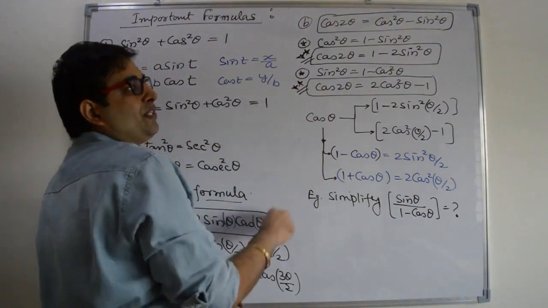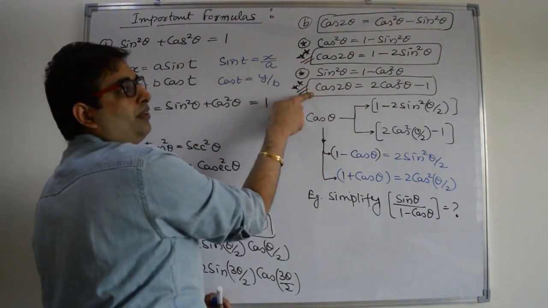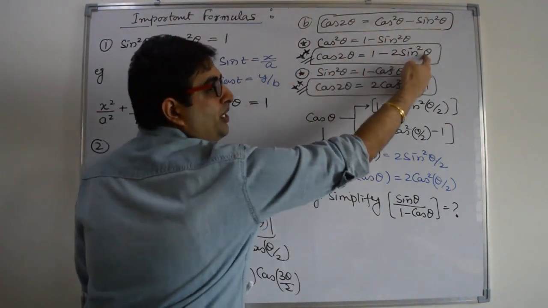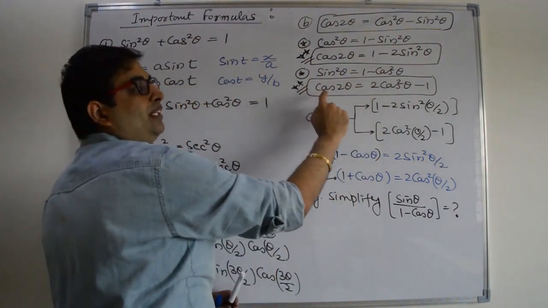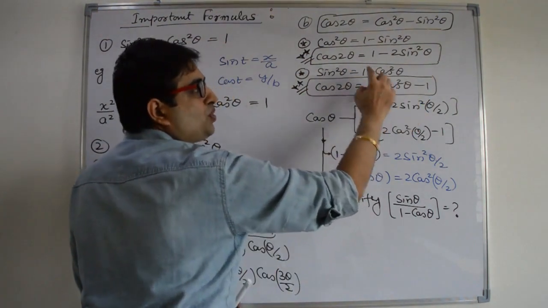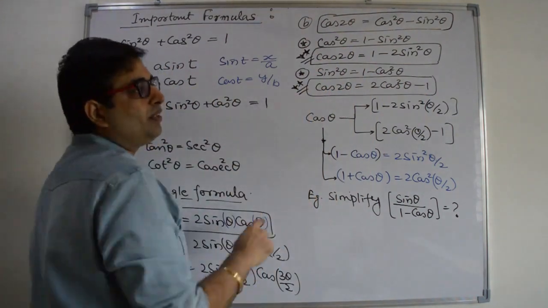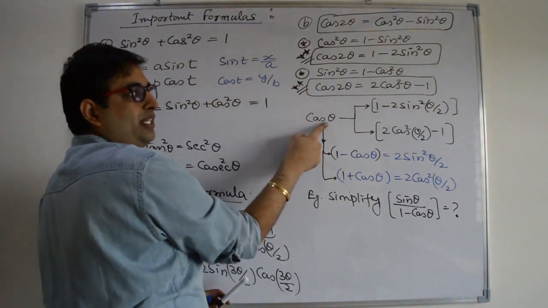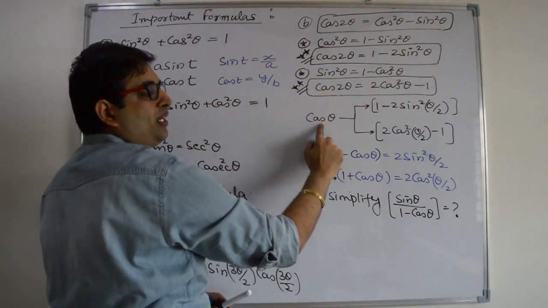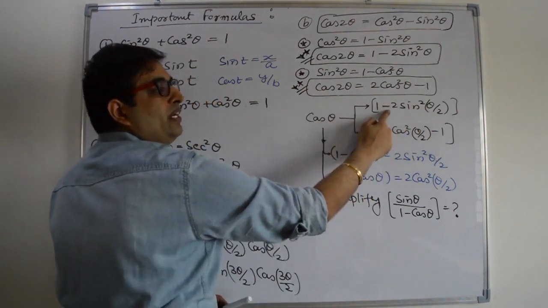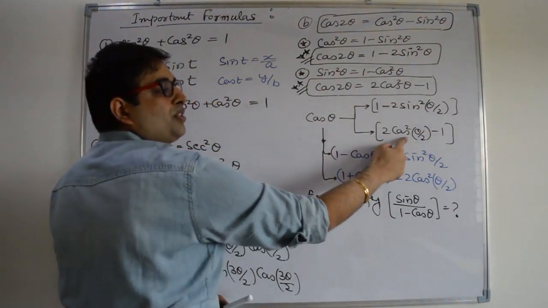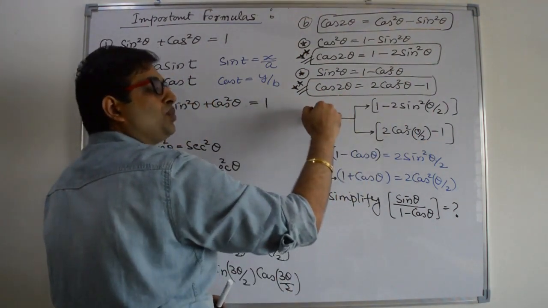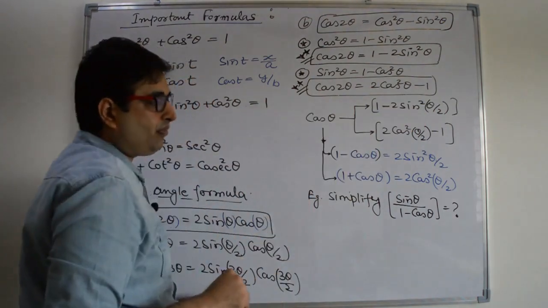So mainly in physics we use these two results. Cos 2 theta is 1 minus 2 sin square theta, 2 theta converted into theta. Cos 2 theta is 2 cos square theta minus 1. So you can use any one depending on the question. Right? We can convert 2 theta into theta. If we have cos theta, then by using these formulas you can convert it into theta by 2: 1 minus 2 sin square theta by 2, or 2 cos square theta by 2 minus 1. Right? It is the half angle formula. So theta is converted into theta by 2.